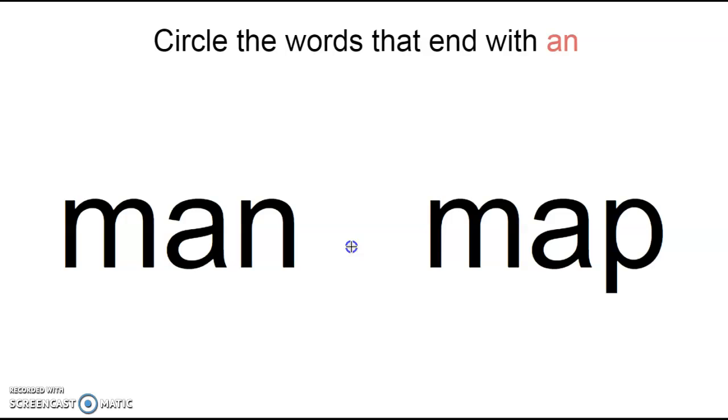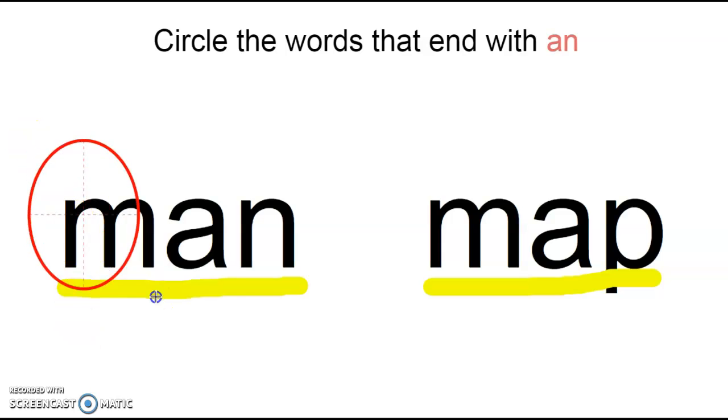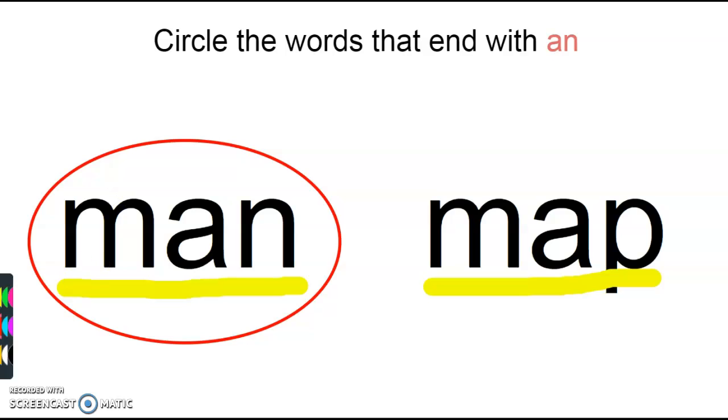This time, I want you to circle the word or point to it that has N at the end. Our first word is man, M-A-N, and our second word is map, M-A-P. Which word has the ending A-N in it? Can you point to the word that ends with A-N? If you chose man, you are correct.